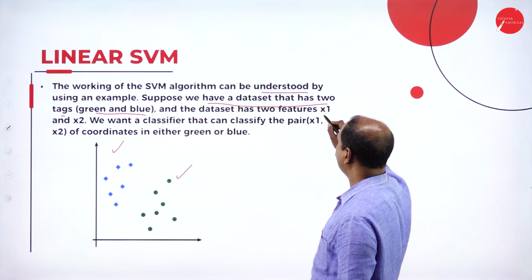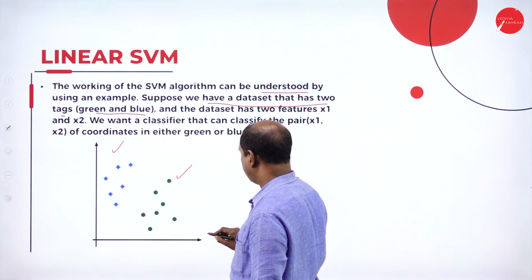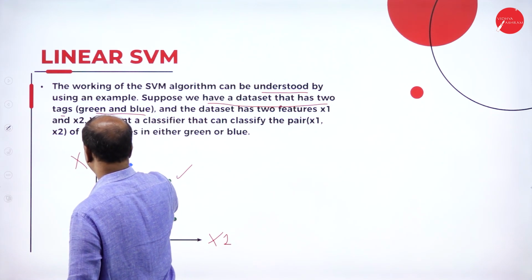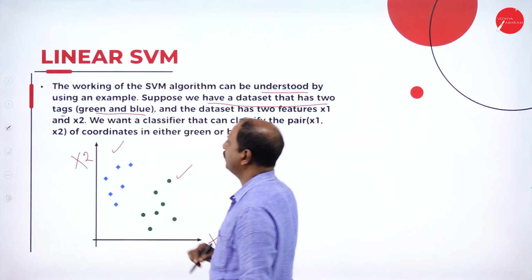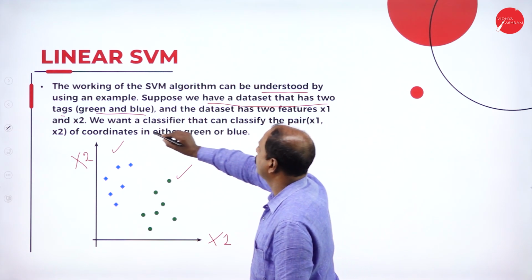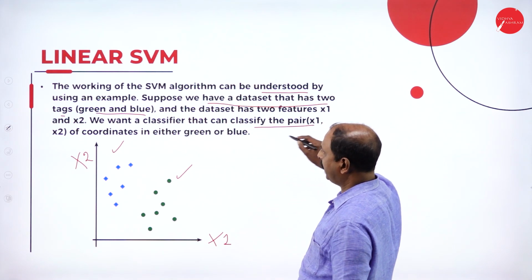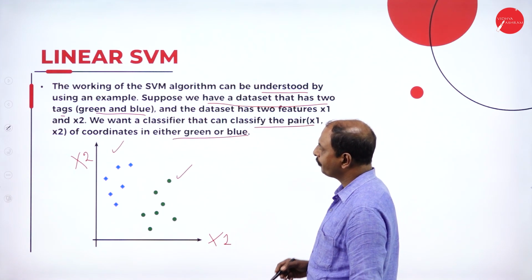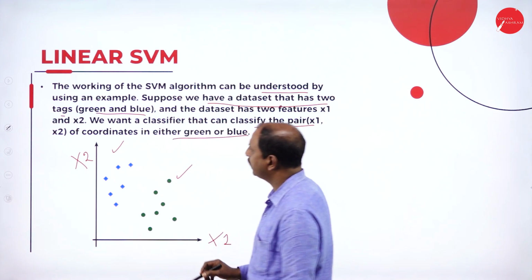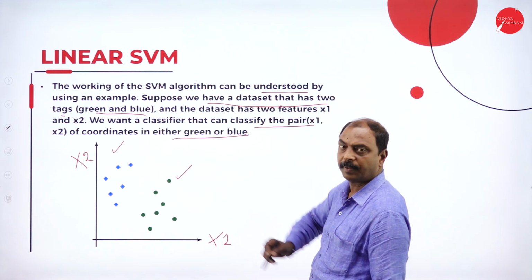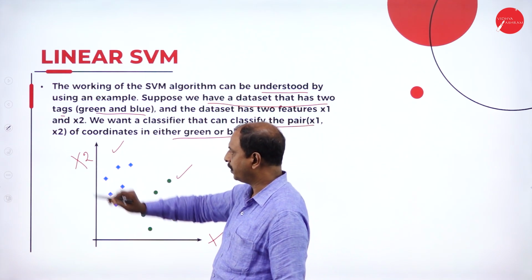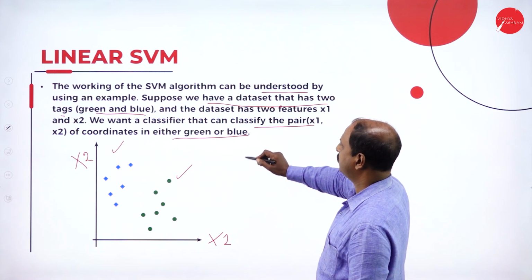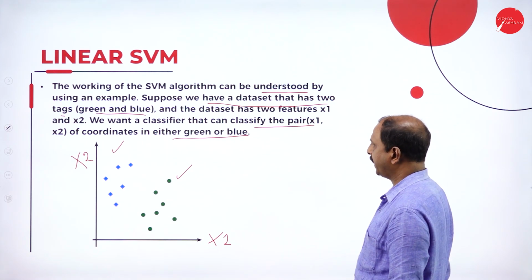The data set has two features, x1 and x2. You can take this as x1 and this as x2, a two-dimensional data set, and a classifier that can classify the pair x1, x2 of coordinates as either green or blue. So here there are two data sets, and they have to be separated with a hyperplane. In this, x1 and x2 are the coordinate values, and we can assume that this is a two-dimensional space.